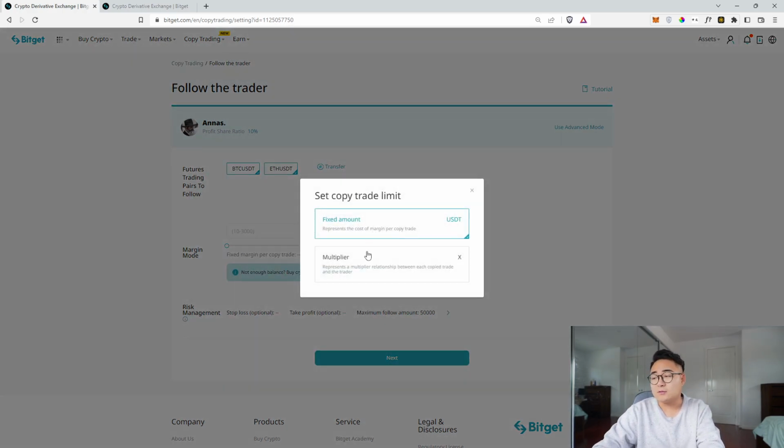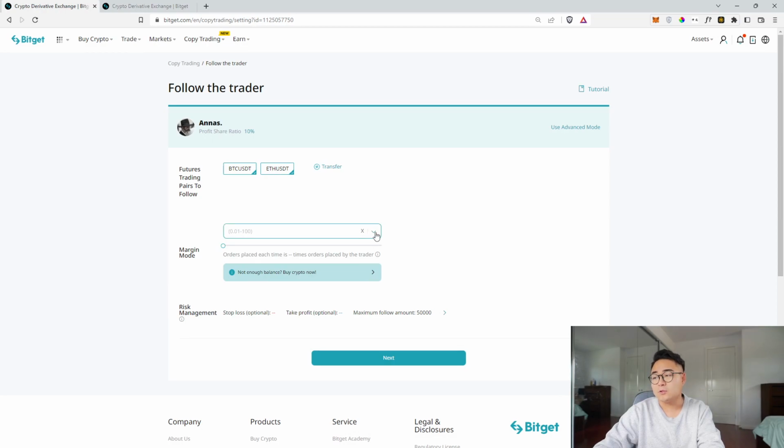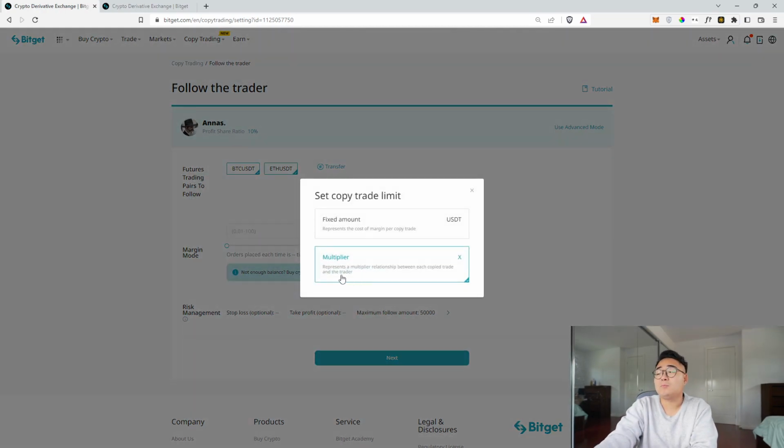I mean, you don't have to listen to what I say, but I think a better way to actually follow a trader, and a safer option, but may not be as profitable, is multiplier mode, which basically represents a multiplier relationship between each copy trade and the trader. So if you have a $1,000 account, let's say, and the master trader has a $10,000 account, then it only makes sense that whatever trade size your master or principal trader opens, your trade size is only 1/10 of that size because of your account size.